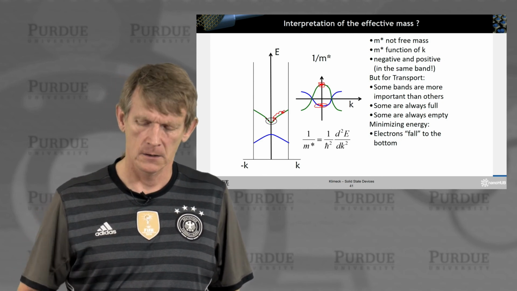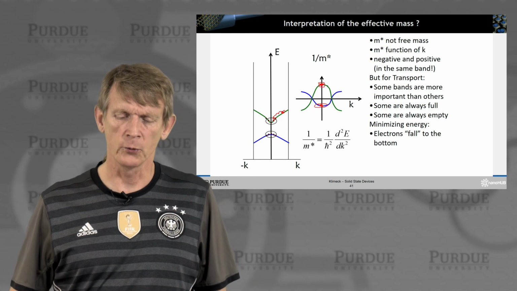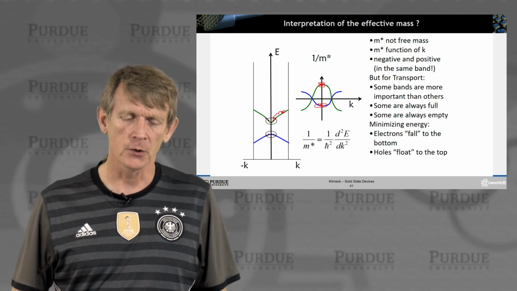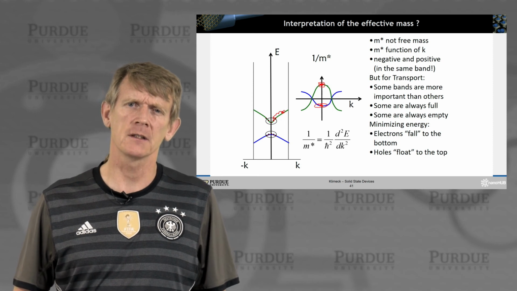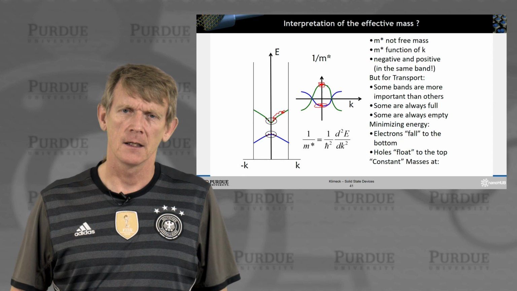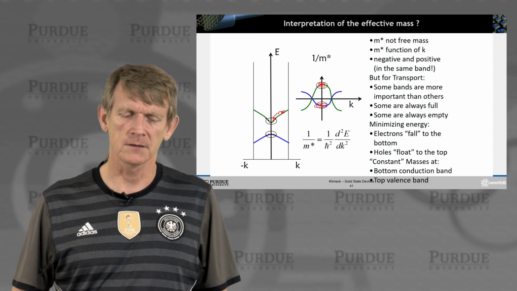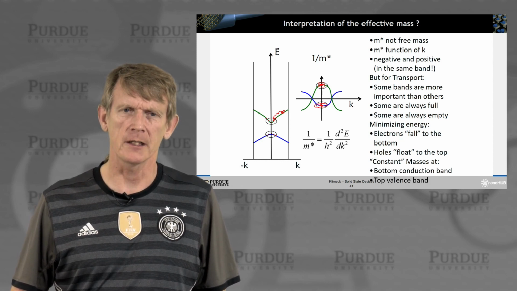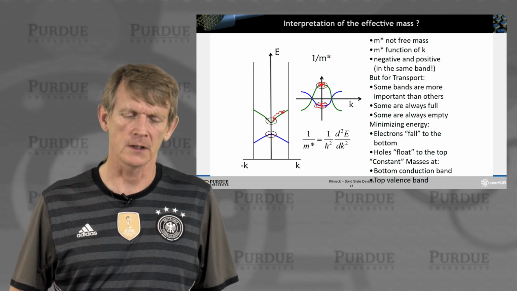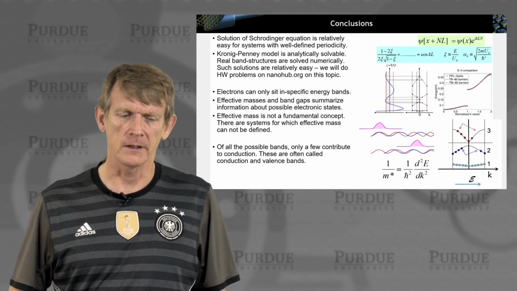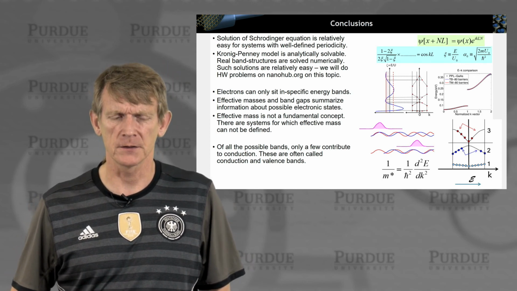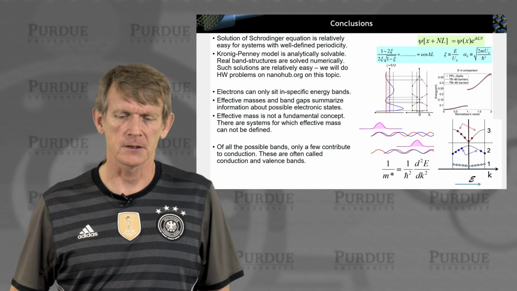And similarly, holes start to pool up or float on the top of the valence band. So those are the particles we typically consider in the semiconducting devices. And we consider constant masses at these very narrow energy ranges, or K ranges, where the electrons and holes are gathering. All right, so let me conclude this section here on band properties and on the periodic potential.